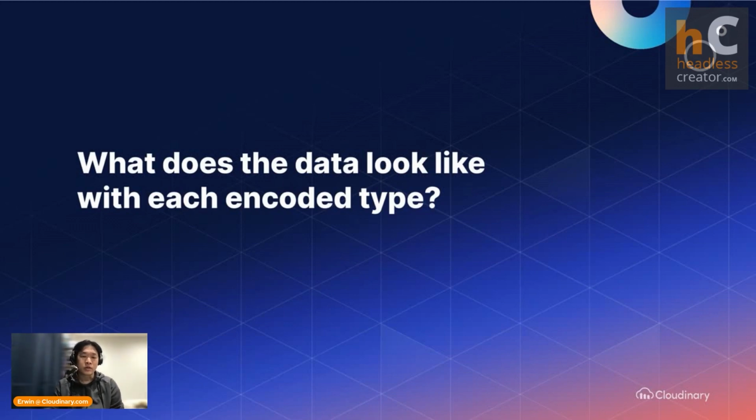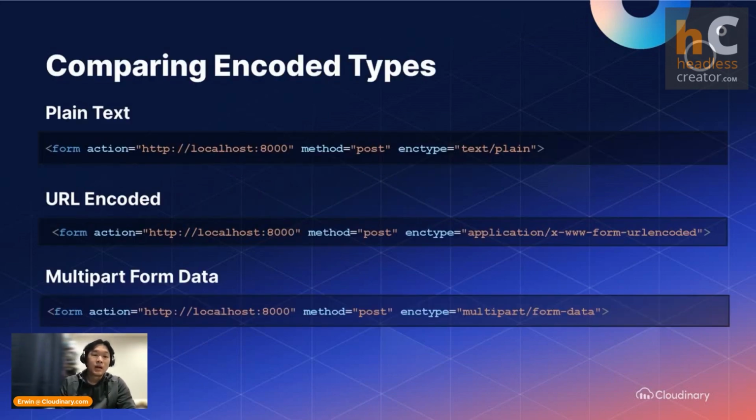Now we are aware of the difference between each encoded type. What does it look like exactly? Here is sample code on how to define each encoded type with plain text, URL encoded, as well as multipart form data. So let's take a look at the code.